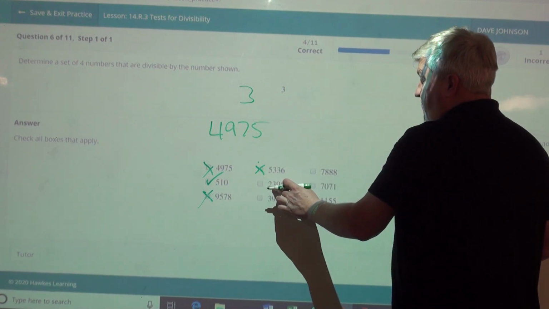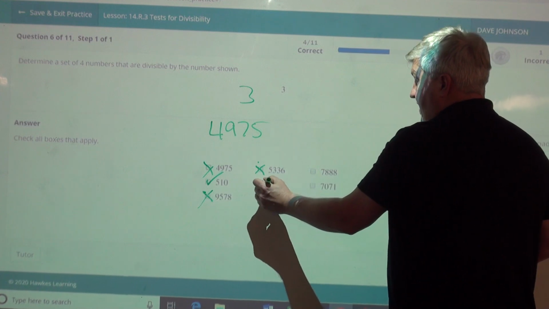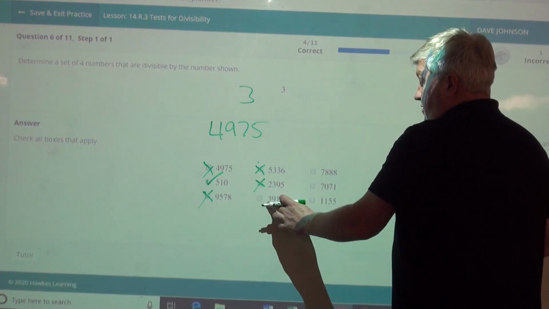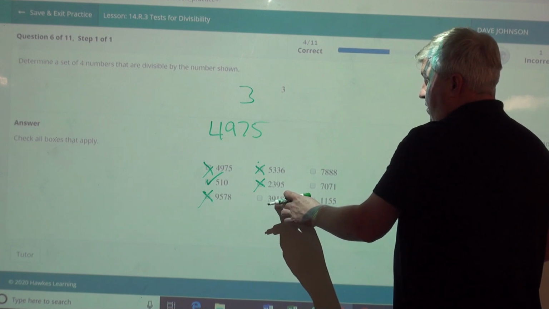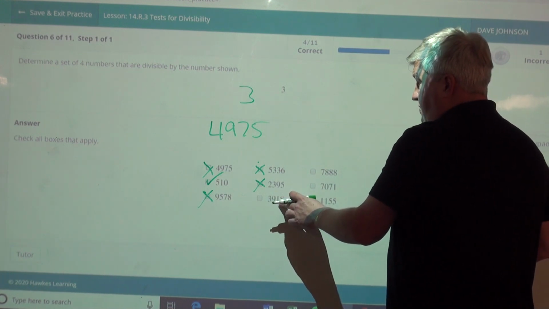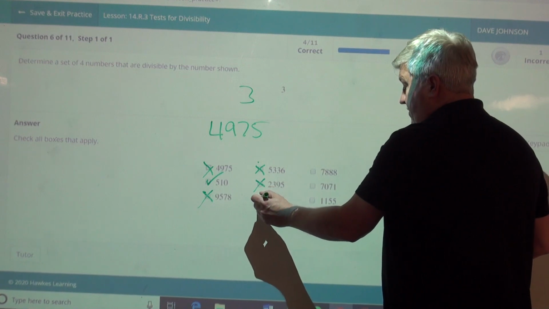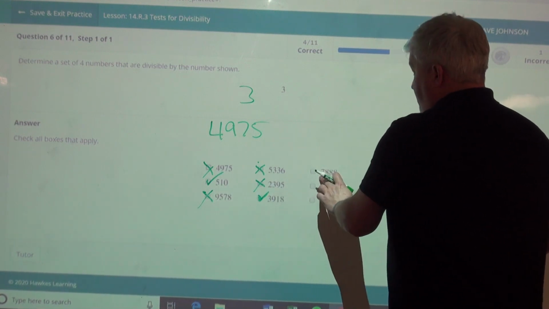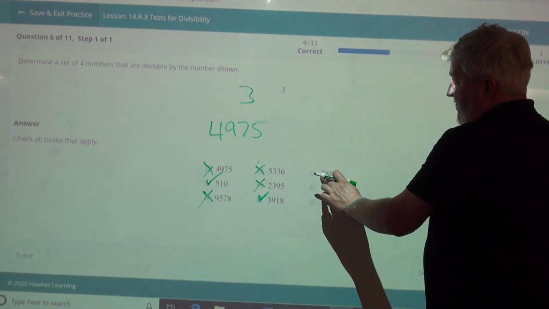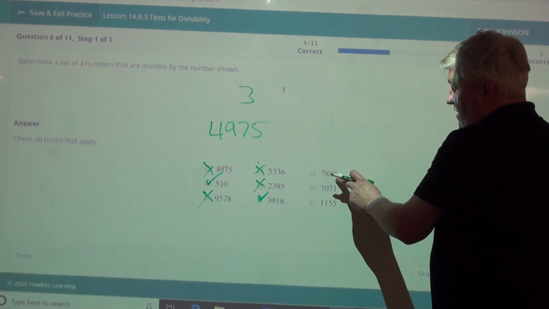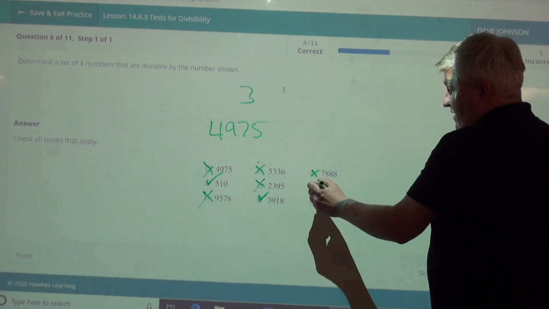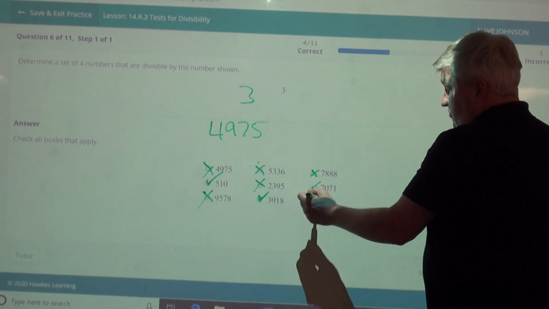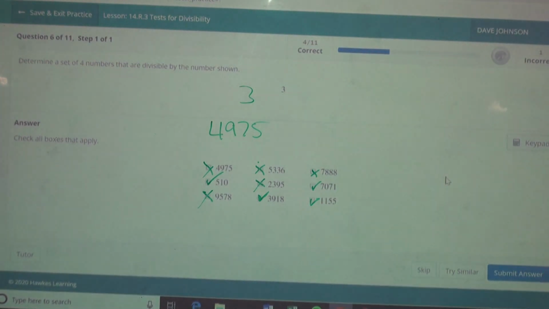2,395. 2 plus 3 is 5, plus 9 is 14, plus 5 is 19. No. 3,918. 3 plus 9 is 12, plus 1 is 13, plus 8 is 21. Yes. 3 times 7 is 21. 7,888. 7 plus 8 is 15, plus 8 is 23, plus 8 is 31. No. And I'm done because I need to have 4, and so these two must also be the only ones I have left.